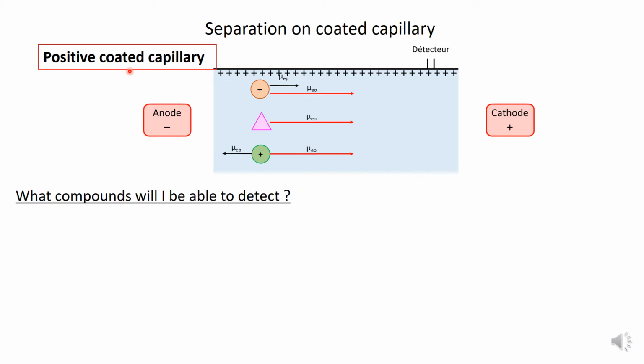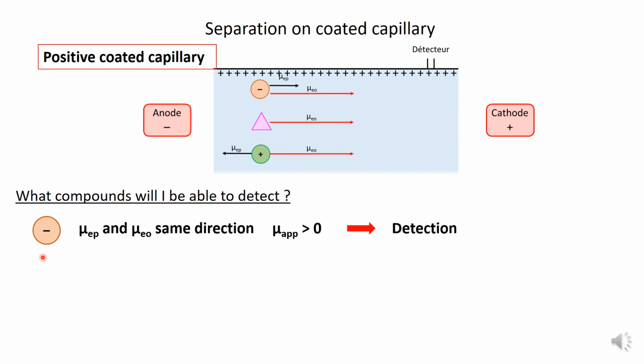So we know that this is a positive coated capillary, and then we have a reverse EOF, a reverse EO electroosmotic mobility. What compound will I be able to detect? First, I am able to detect all the anions because the electrophoretic mobility and the electroosmotic mobility have the same direction. So the apparent mobility is less than 0. And then we have the detection. You see here in the schematic representation that we have the detection.